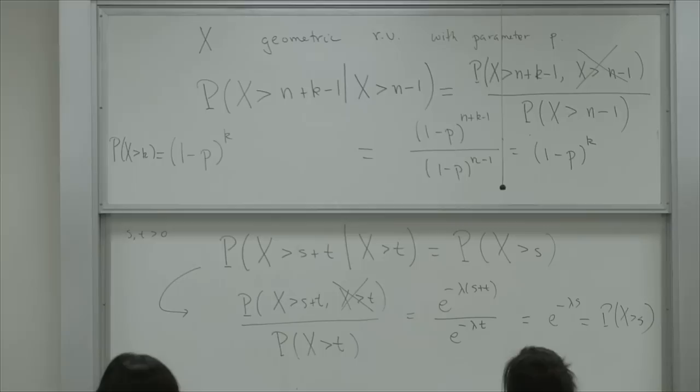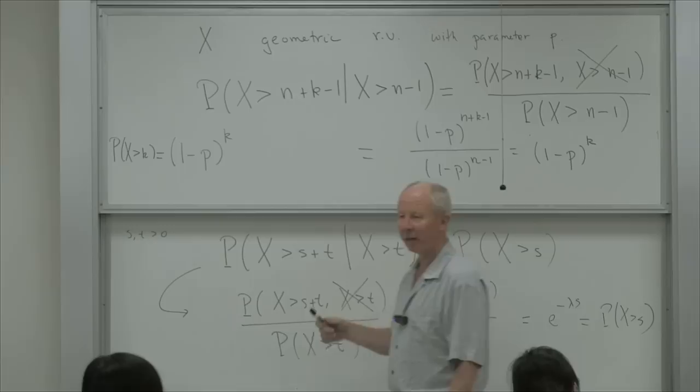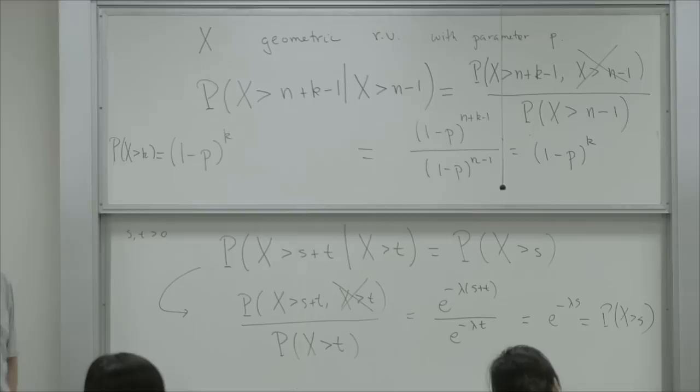So this is sort of a renewal property. If something's been going on for t time units and nothing's happened yet, the probability you have to wait s more time units is the same as if you just started your wait for the event at time zero and had to wait s time units.